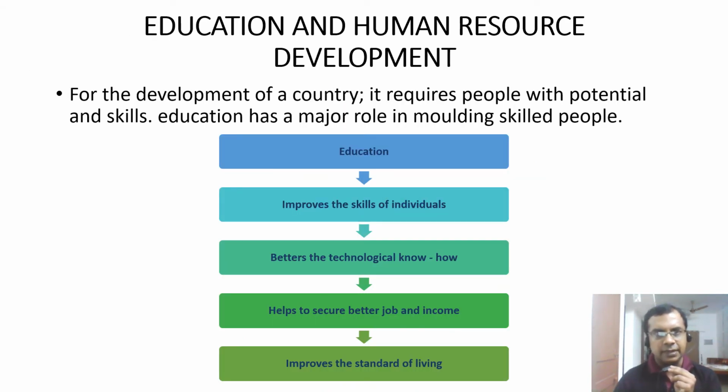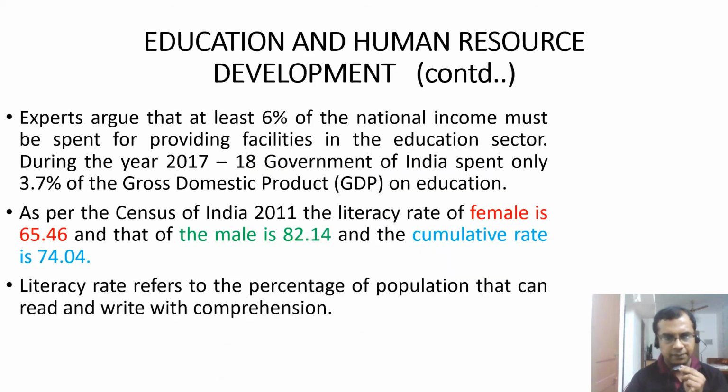Now we can learn about education and human resource development, and their relation. For the development of a country, it requires people with potential skills. Education has a major role in molding skilled people. It improves the skills of individuals, betters the technological know-how, helps to secure better jobs and income, and improves the standard of living.